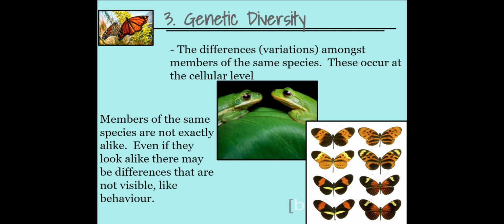Sometimes they're not visible. Sometimes it's maybe the way they act or behave. Identical twins look exactly the same on the outside, but sometimes you can tell the difference between them because the way that they talk with their hands or a behavior that they do may show that they are not the same as their sibling.